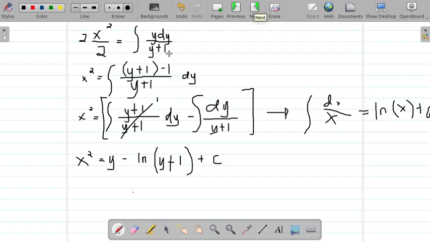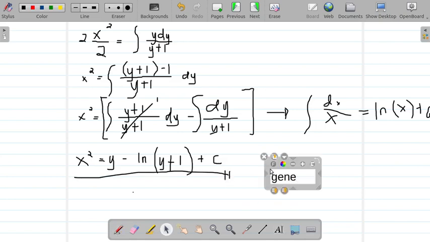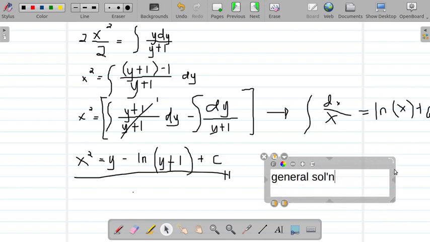So, we can no longer eliminate the ln, since the only ln is in terms of y. We can only eliminate the ln if x is also in ln or y is in ln. So, in this case, this is our general solution. General solution, since c has no value.